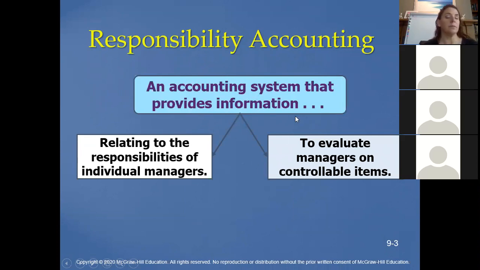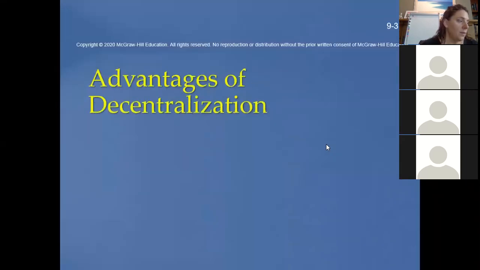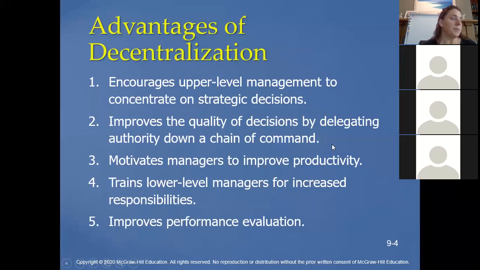So we're going to talk a little bit about who's responsible for what. Again, it depends a lot on the particular company that you're with. But let's talk about decentralization, and I'll show you some examples. If a company is more decentralized, upper level doesn't have to make decisions for each particular branch. So they can make a lot more strategic, long-term decisions. Your managers are able to make decisions and run the business as they want to, and that can really help as far as placing people in the future and motivating them. Lower level managers, those in the branches a little below the head manager, can really increase their responsibility, which improves performance evaluation.